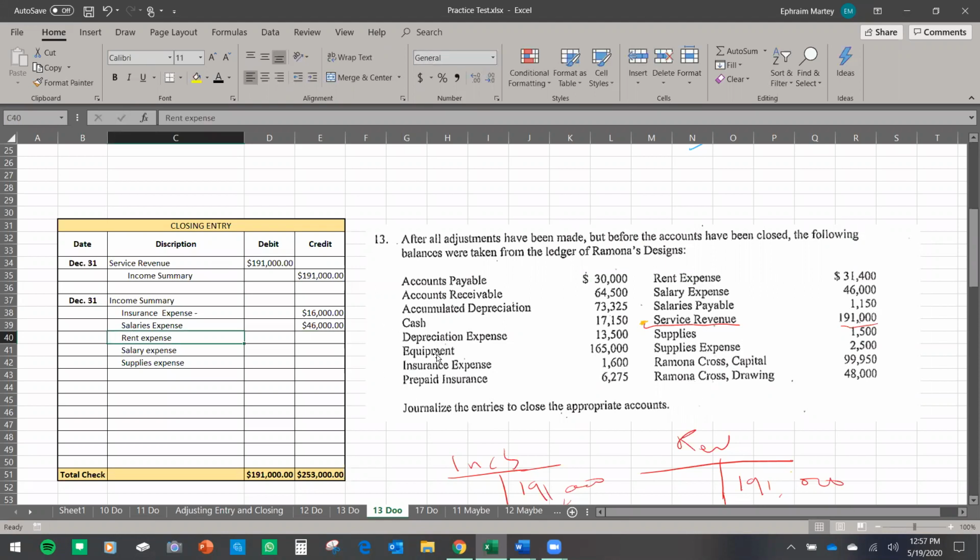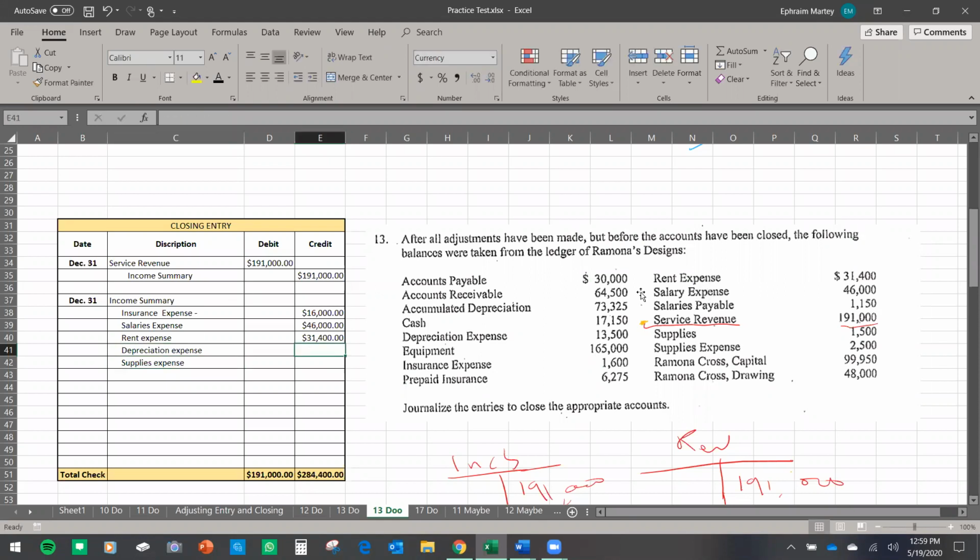Let's look for rent expense and see how much that was. Where is it? Yeah, rent expense right here, 31,400. So we're going to credit it 31,400, and we have salaries expense. Why do I have two salaries? Okay, so this one was supposed to be depreciation. Okay, it was a typo. So depreciation expense.